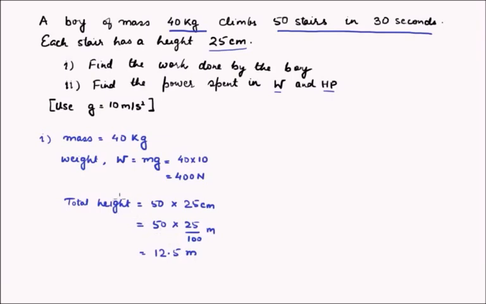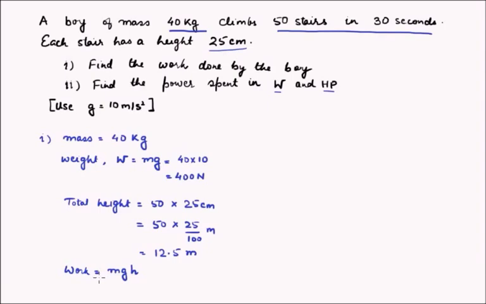So the boy climbs 12.5 meter, and his weight is 400 Newton. So the boy has to basically work against the force of gravity. And how much work does he have to do? Work needed to be done is the force of gravity, that is mg, times the total height h.